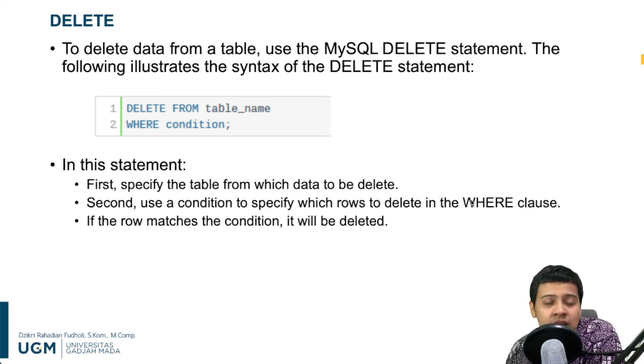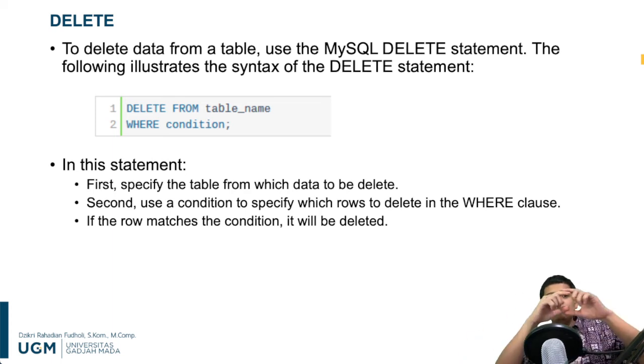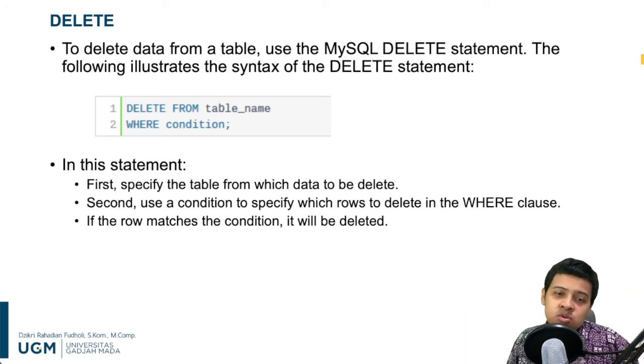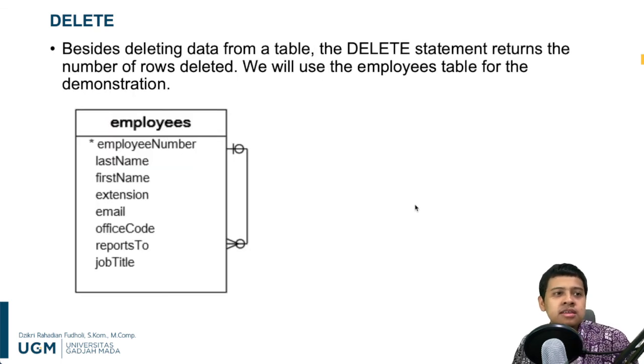So the delete statement deletes all of the columns in some rows. So all parts of the row, all of the values in one row, are being deleted. So it doesn't just delete half of the row. And if the row matches the condition, then it will be deleted. It may be one, it may be more, or it may be none. Besides deleting data from a table, the delete statement returns the number of rows deleted. So just for confirmation, feedback from the system.